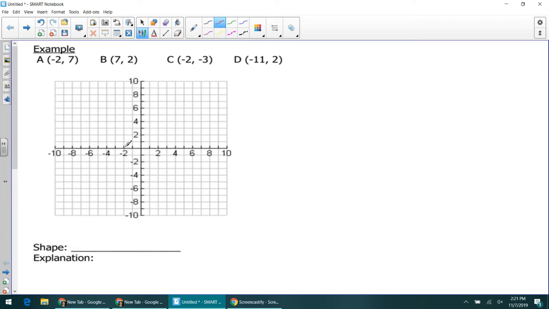A is at the point -2, 7. Label it A. B is at the point 7, 2. C is at -2, -3. And D is at -11, 2. So -11 is just barely off the graph, and at +2. And then connect each of my values using a line.